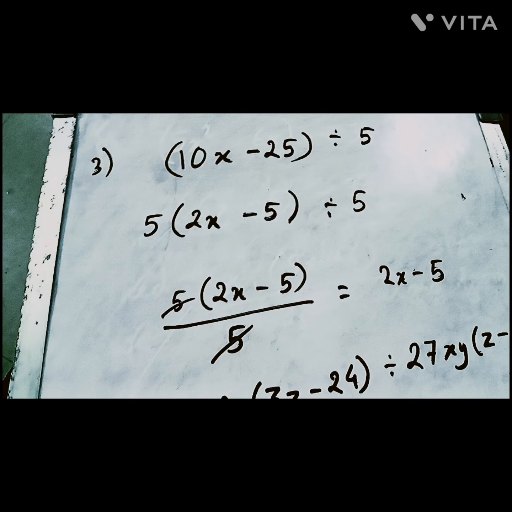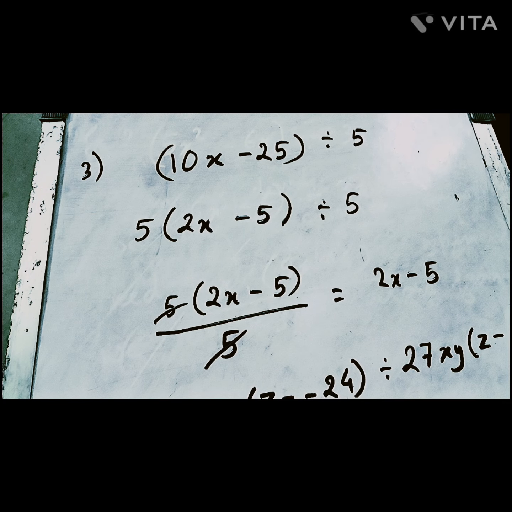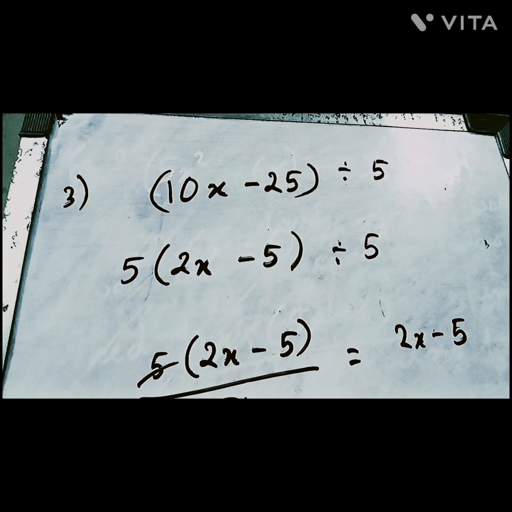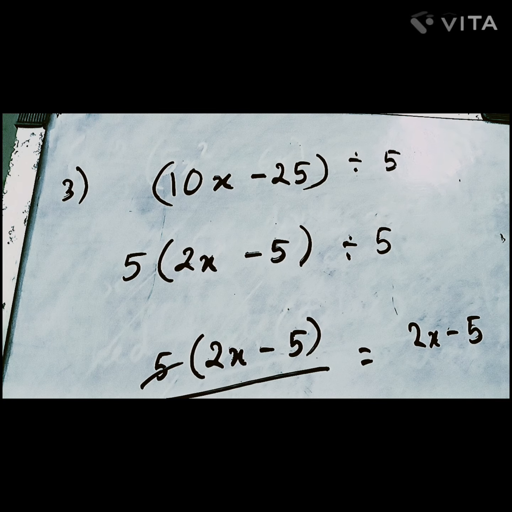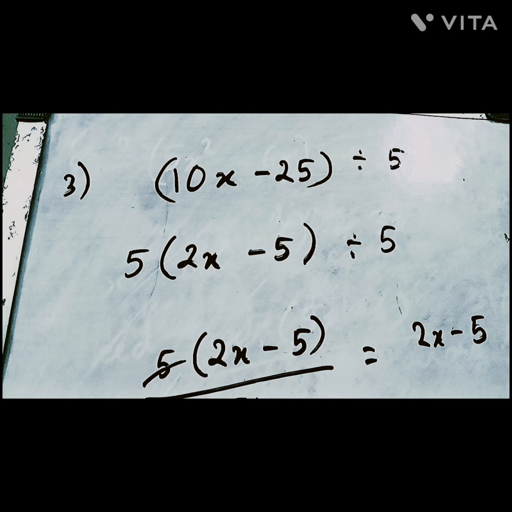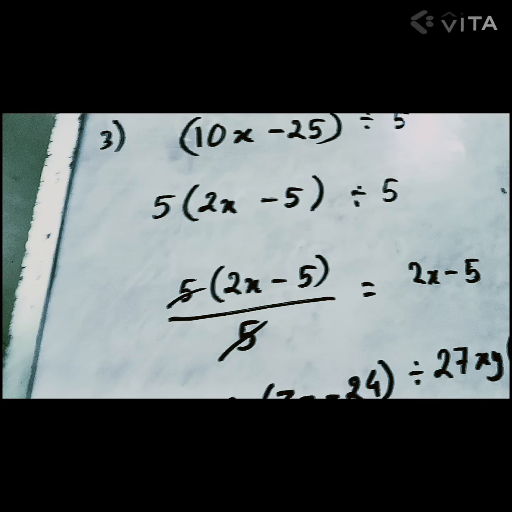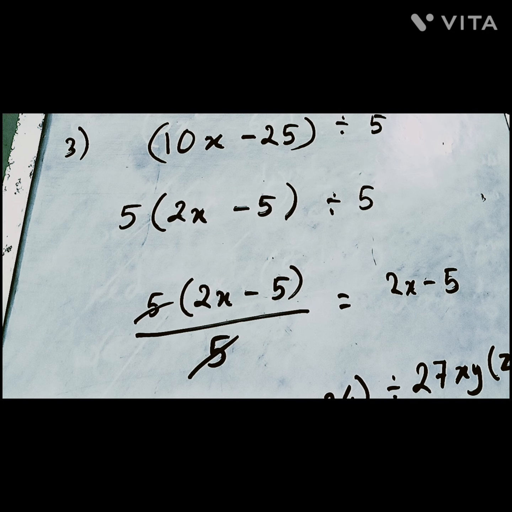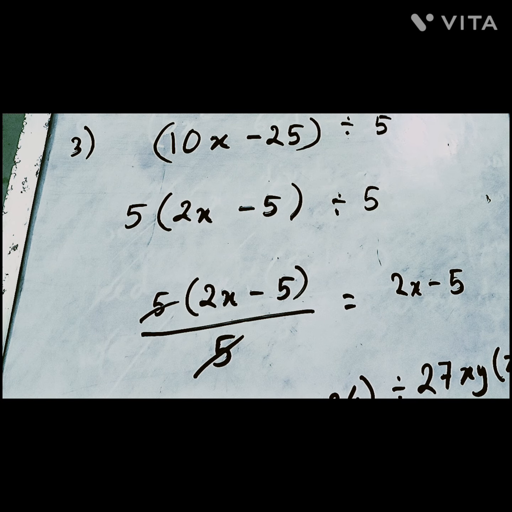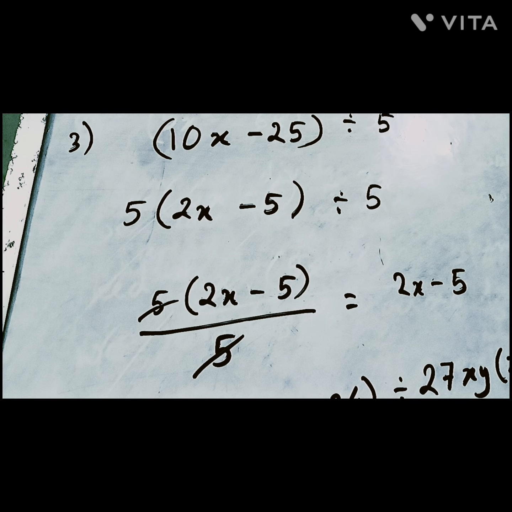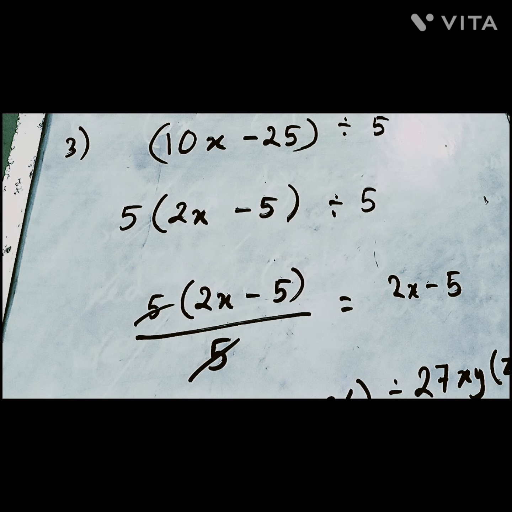The next example, example number 3, is 10x minus 25 divided by 5. First step, we take the common factor out, that is 5. So what we are left with is 5 into 2x minus 5, divided by 5. We put it in this order, numerator, denominator. 5 into 2x minus 5 divided by 5, 5 goes off, cut. So what is remaining? The answer is 2x minus 5.